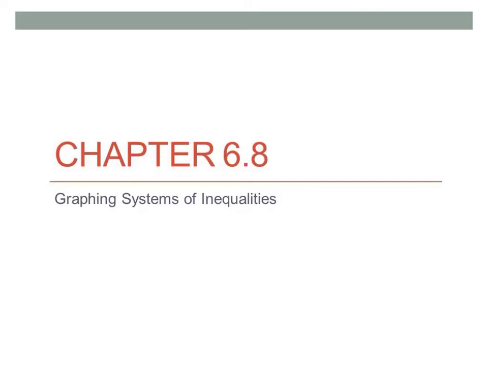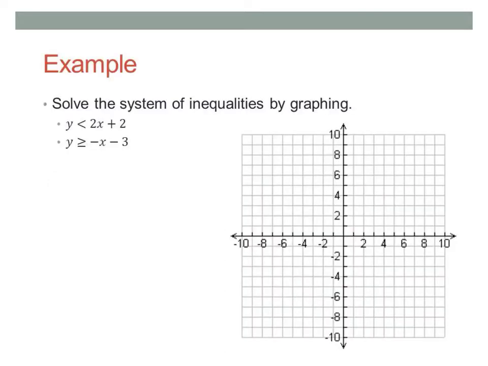So it's been a while since we talked about a system, but remember a system is just two or more equations, or in this case inequalities, considered at the same time. To graph a system, you are just going to graph each individual inequality on the same coordinate plane. So we have two inequalities here, and if you remember from 6-7 what your steps are to graph an inequality, step number 1, put it into slope-intercept form, so they both are.